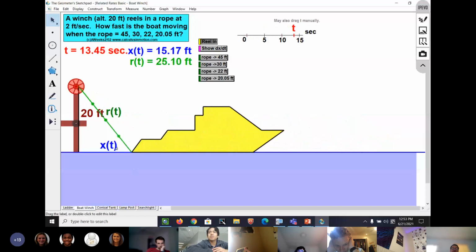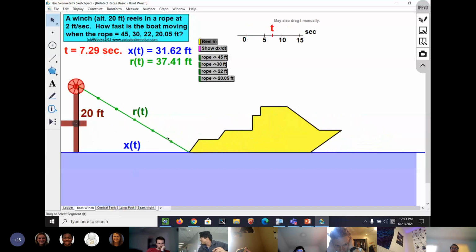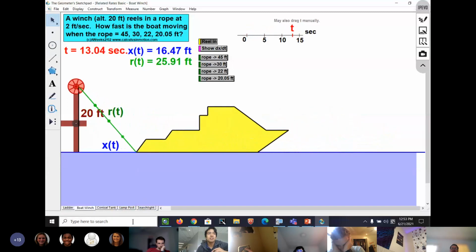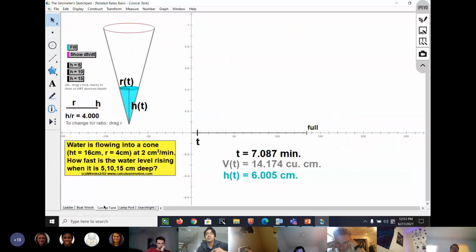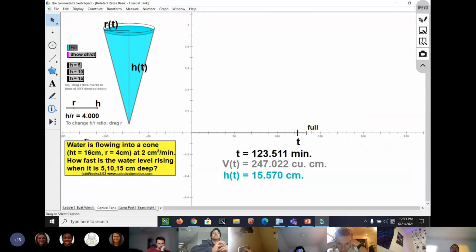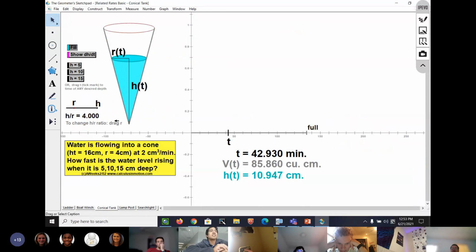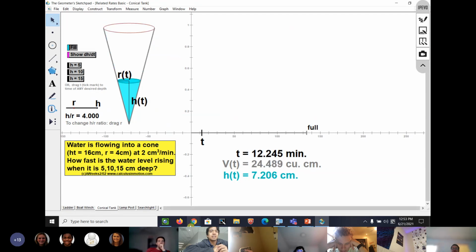As the angle increases, the length decreases. That's a related rate. There we go. The rate of the radius increases as the fluid increases.